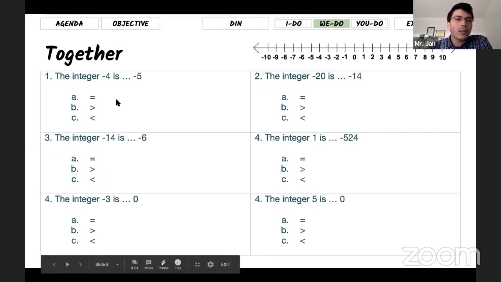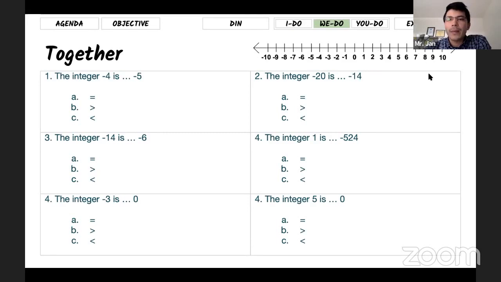So let's do this together now. Try to use this number line. It's on the top, okay? And try to compare these -4 and -5. Which sign do I need to use when I compare two negative numbers? Or tell me which one is the least, which one is the greatest? Or you just say A, B, C you need to put.